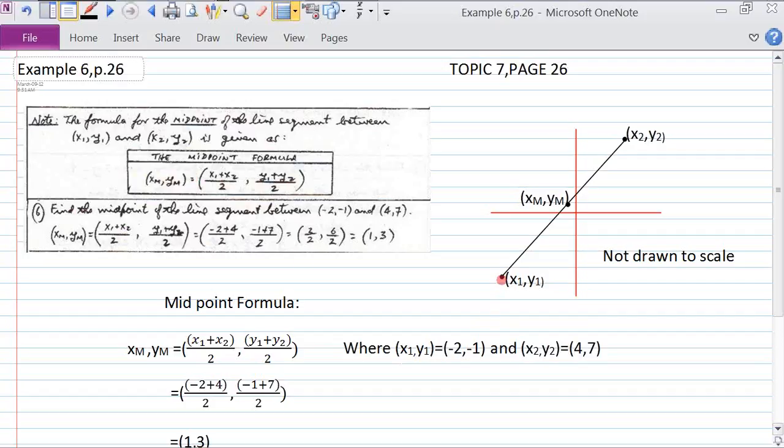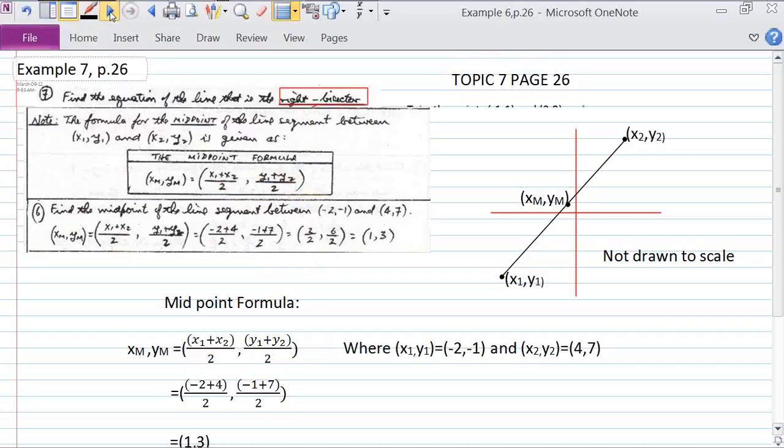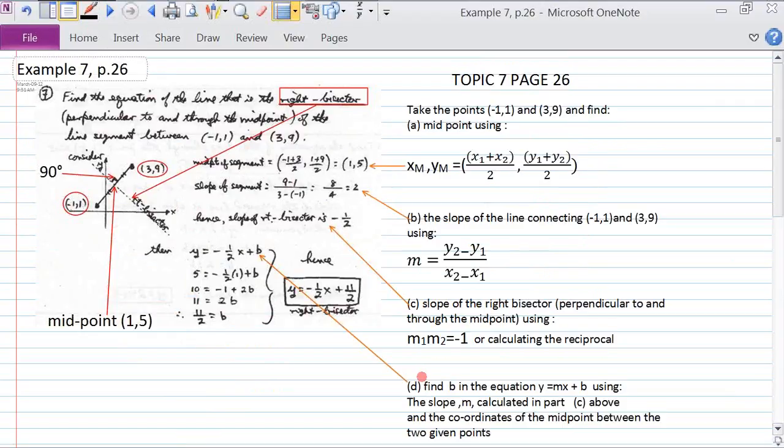It's a midpoint formula. You take 2 points. What are the coordinates of the middle point? And the formula that we use is this one right here, which we've shown again right here. Okay, let's see an application of this. We're on example 7, page 26.